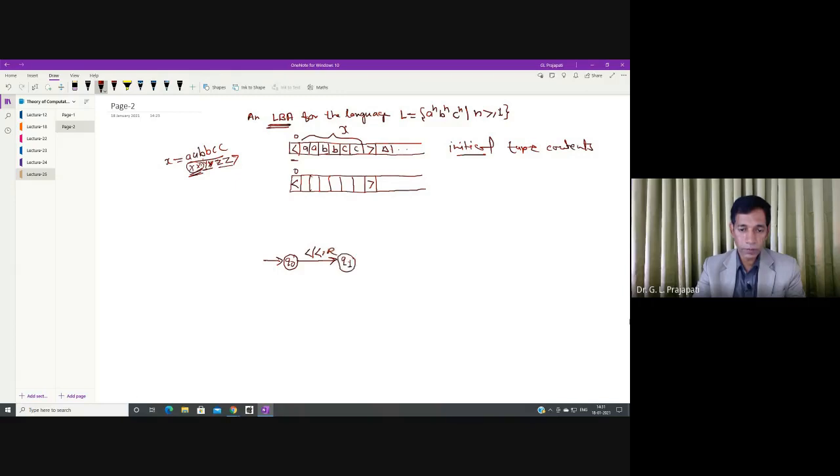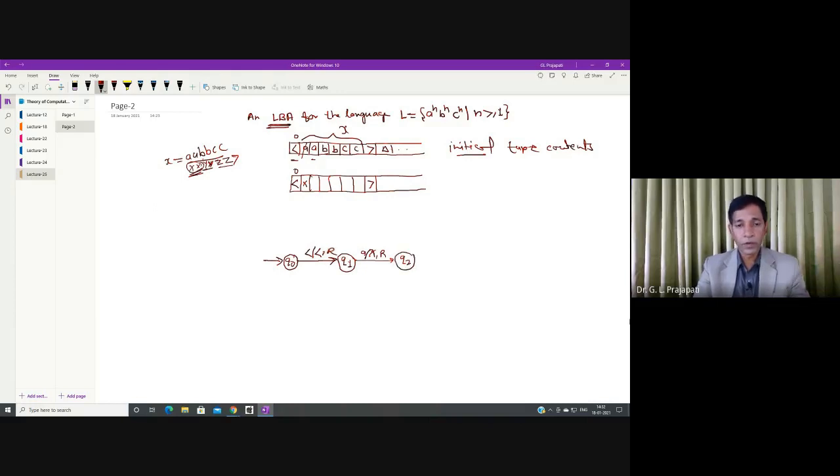If you are going to the state Q1, then in the state Q1, you will have A. So whenever you have the A, replace this A with X and go to the right. So this A you have replaced with X. Once you have replaced with X and go to the right, your head is at this place. So say you are at the state Q2.